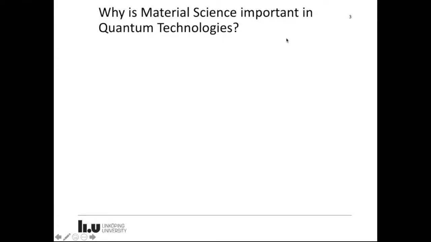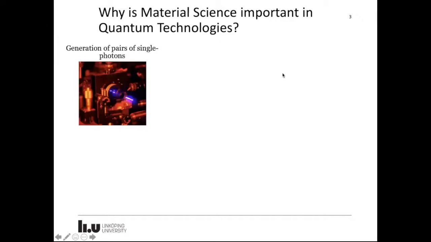I should also comment why is material science important in quantum technologies? Well, I should say in pretty much every single area, because we depend on very specific materials to be able to carry out operations that don't destroy the information that's been held onto the quantum state. For example, one area that's been very traditional is the generation of pairs of single photons. And this is done on the so-called nonlinear crystals, where you shine light onto the crystal, and from that light, you can generate pairs of correlated photons.